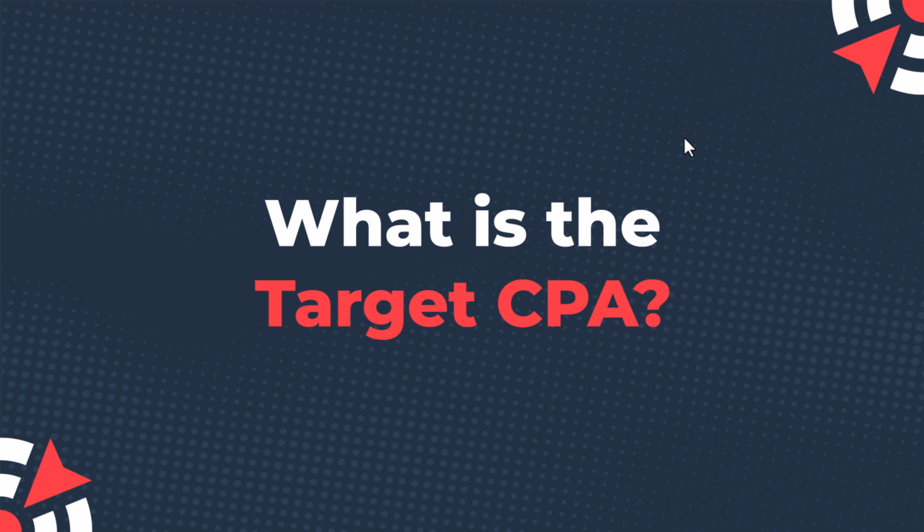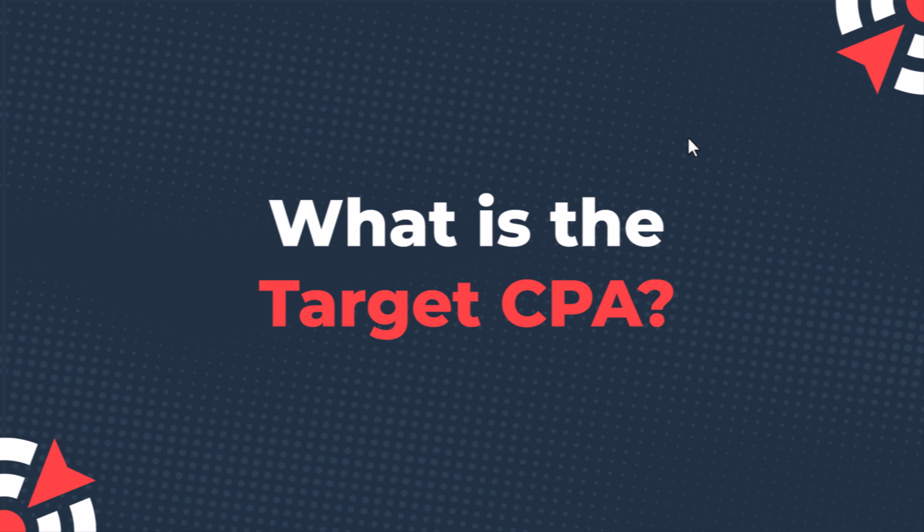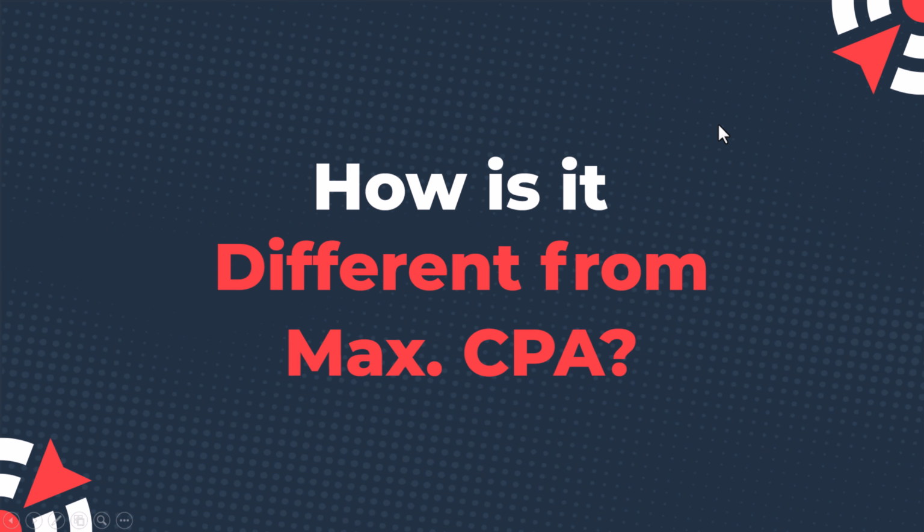So let's assume that you have a campaign in which you would like to spend only rupees 50 per conversion. You can set that as your target cost per action, and Google will try to get you conversions around that particular average. How is it different from max CPA?